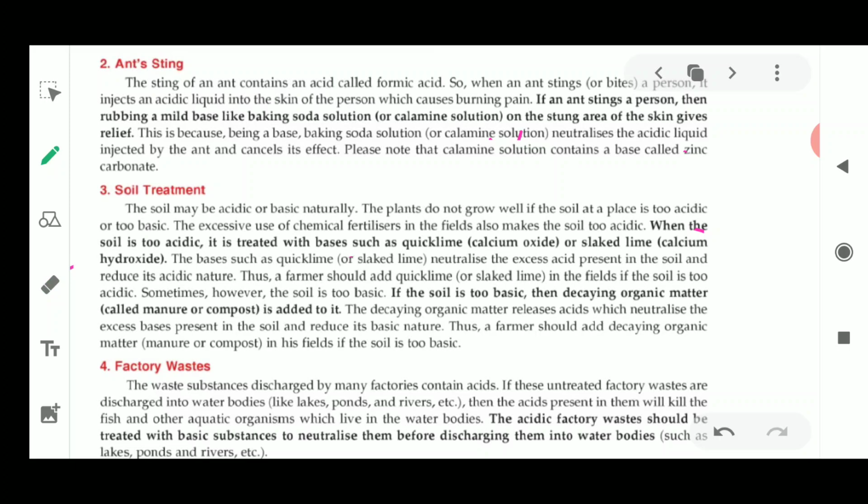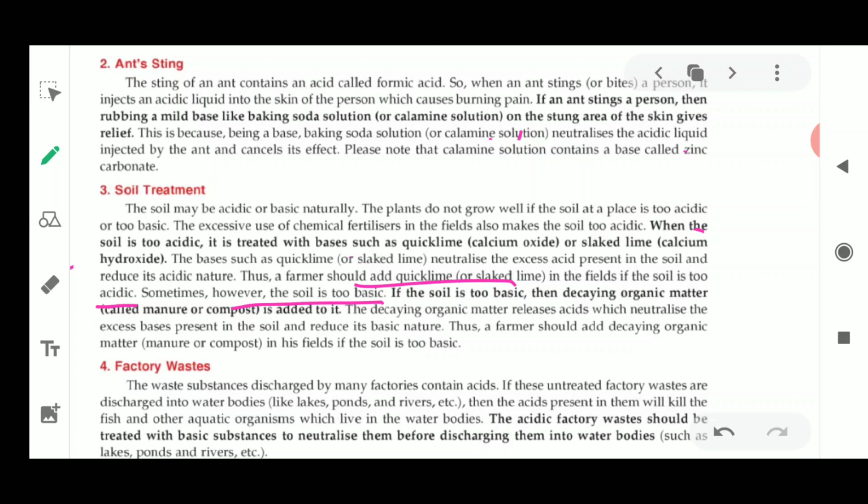So the farmer should add quicklime in the field if the field is too acidic. You have to add base if you have to neutralize the acidity. This is another example of a neutralization reaction where acid is already present in the soil, and we are adding base to it in the form of quicklime, which is going to add base in the soil, and the soil becomes neutralized. However, if you have added much more quicklime or calcium hydroxide, then what will happen? The soil becomes too basic.